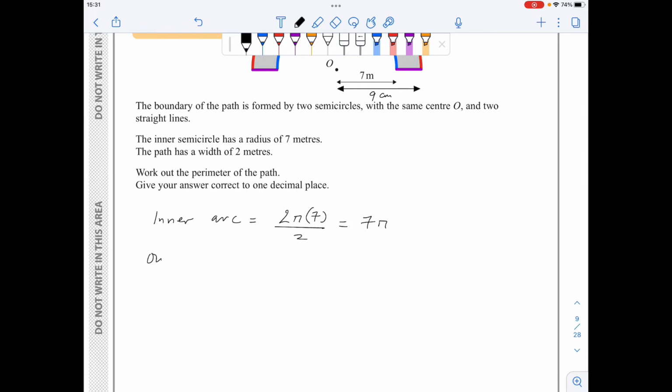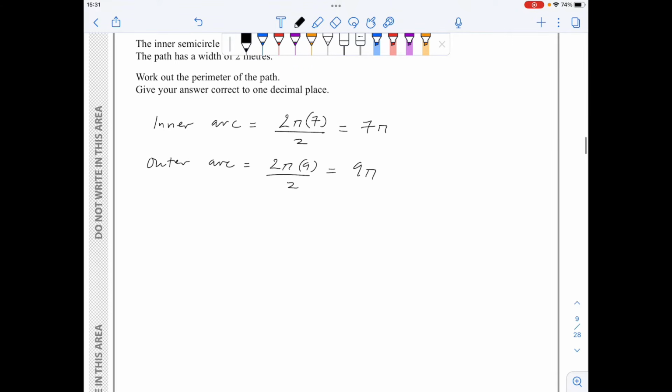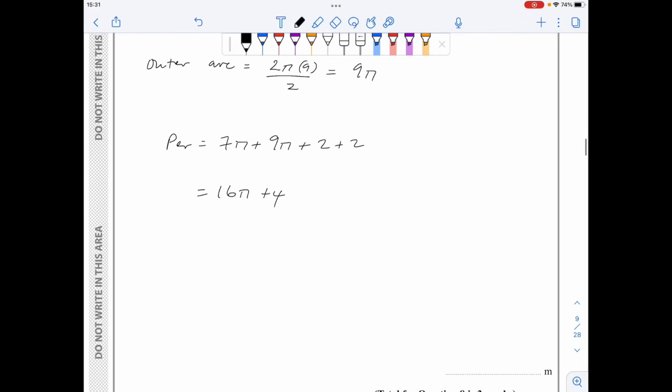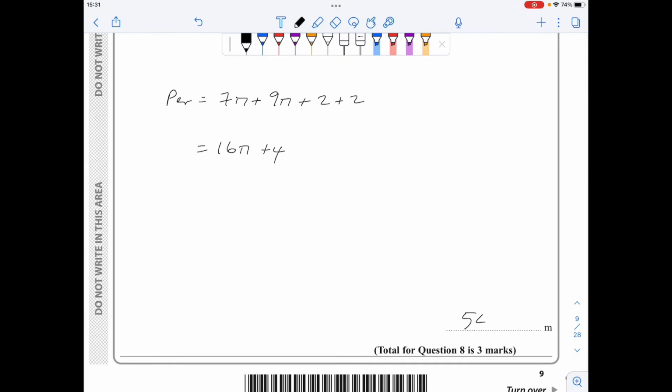And for the outer arc, I have again 2 pi r, but this time with a 9 over 2. That's 9 pi. So the perimeter is given by 7 pi plus 9 pi plus the 2 straight lines, which are 2 meters each. So this will give me 16 pi plus 4, which comes out to be 54.3 meters.